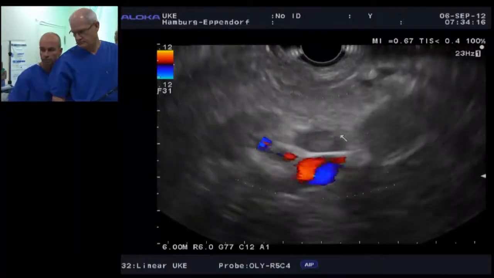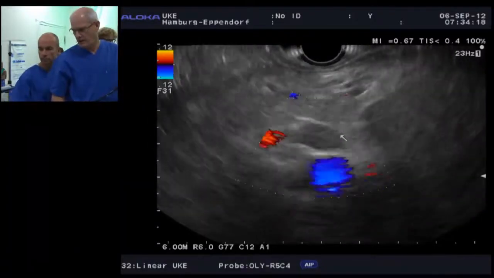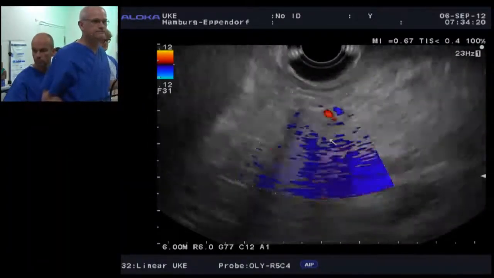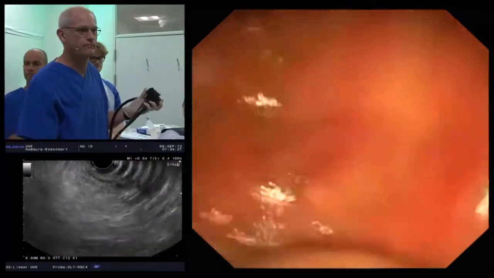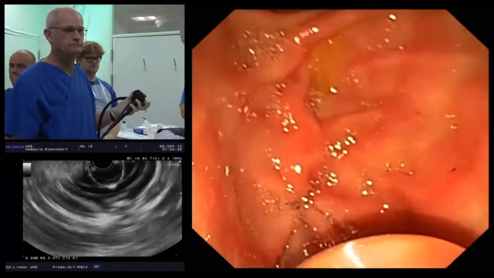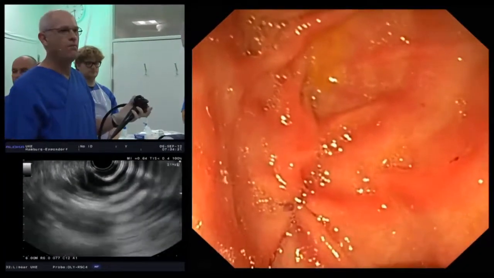We have two jobs as endosonographers here. We need to get a tissue diagnosis from something. We could biopsy the pancreatic head. We could very carefully do a needle aspirate of this tumor around the sheath. Lymph nodes are another possibility, and I often look very carefully at the liver.